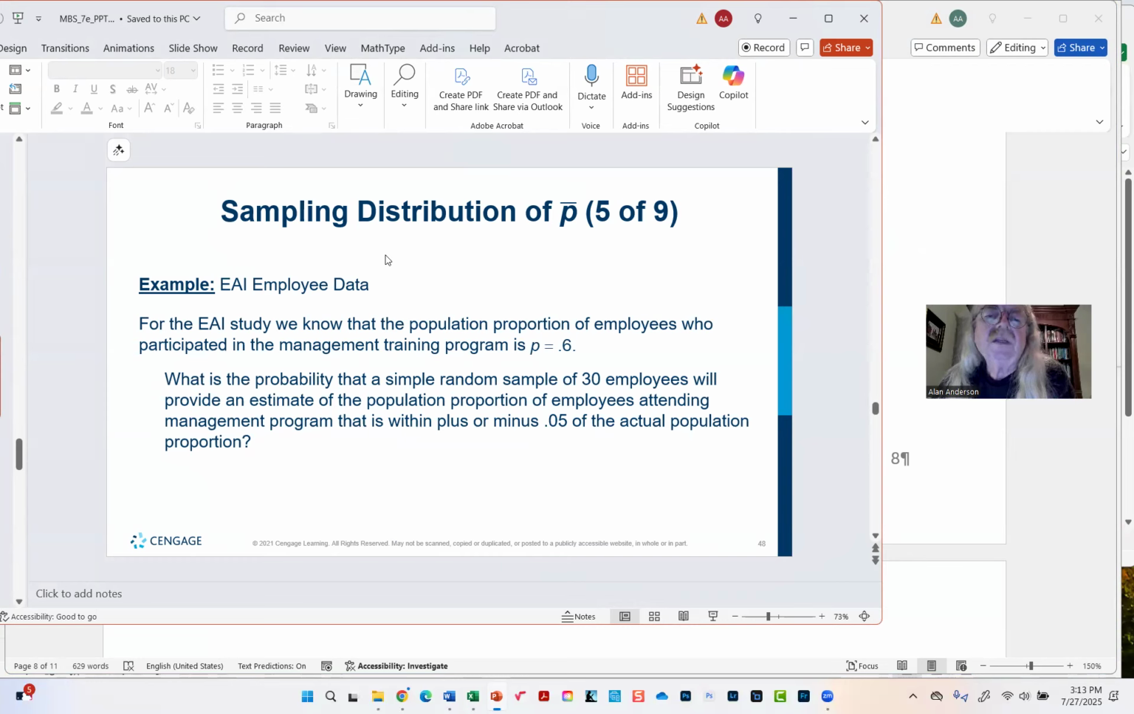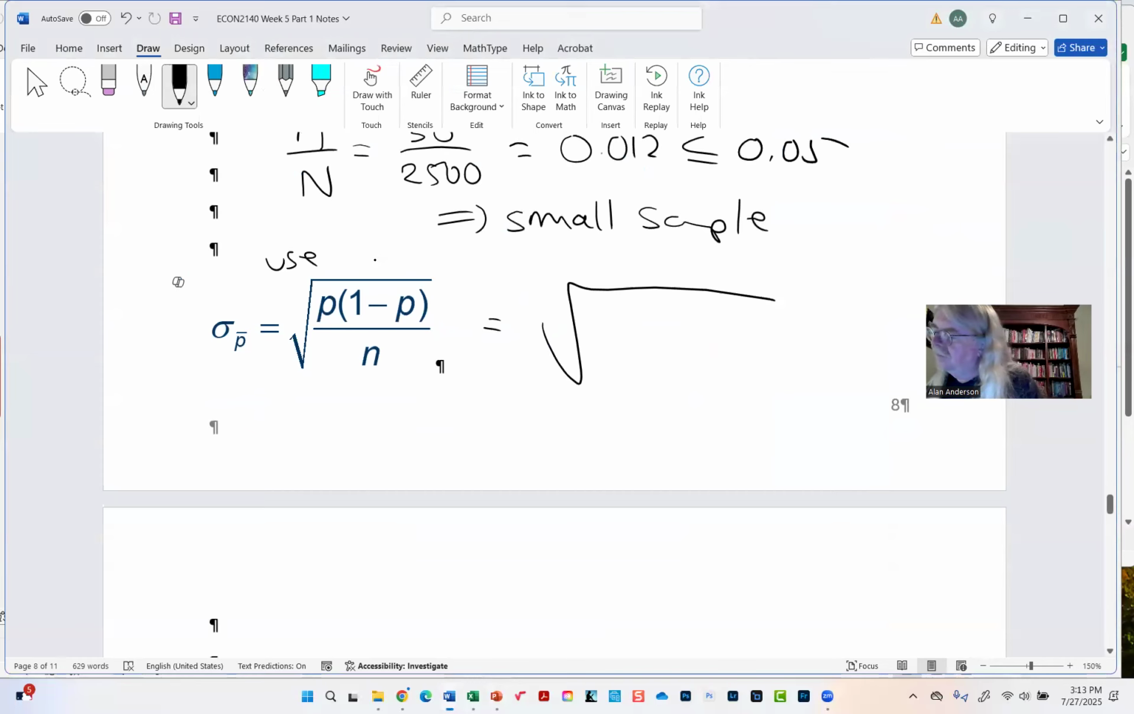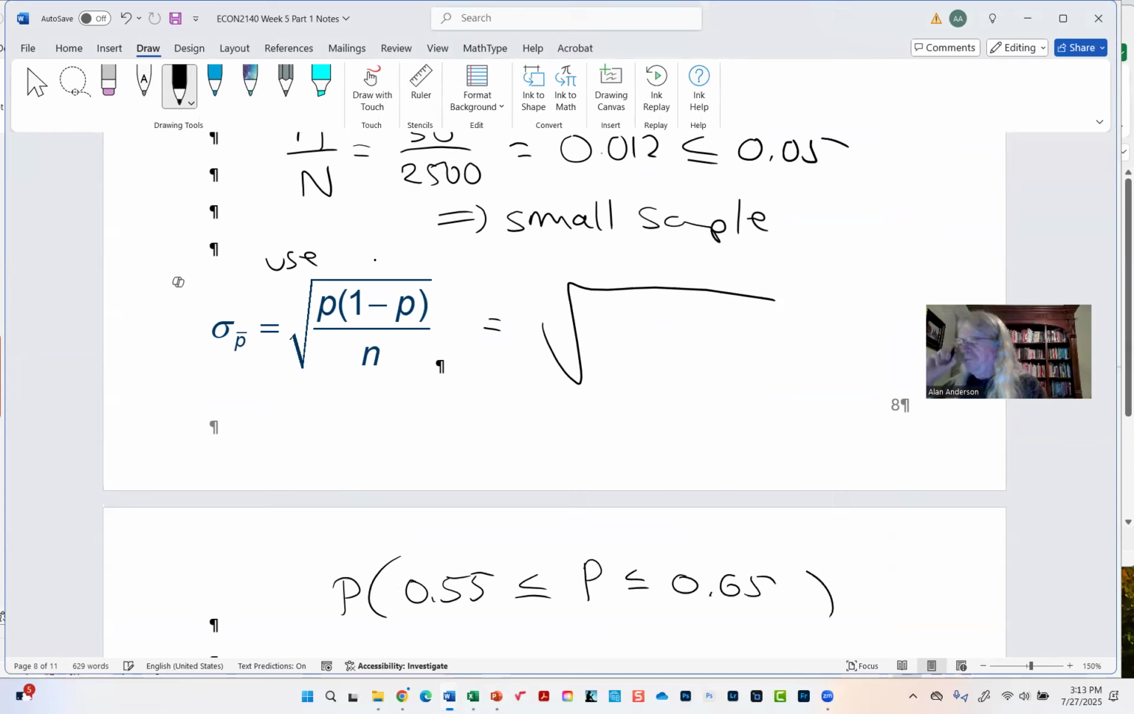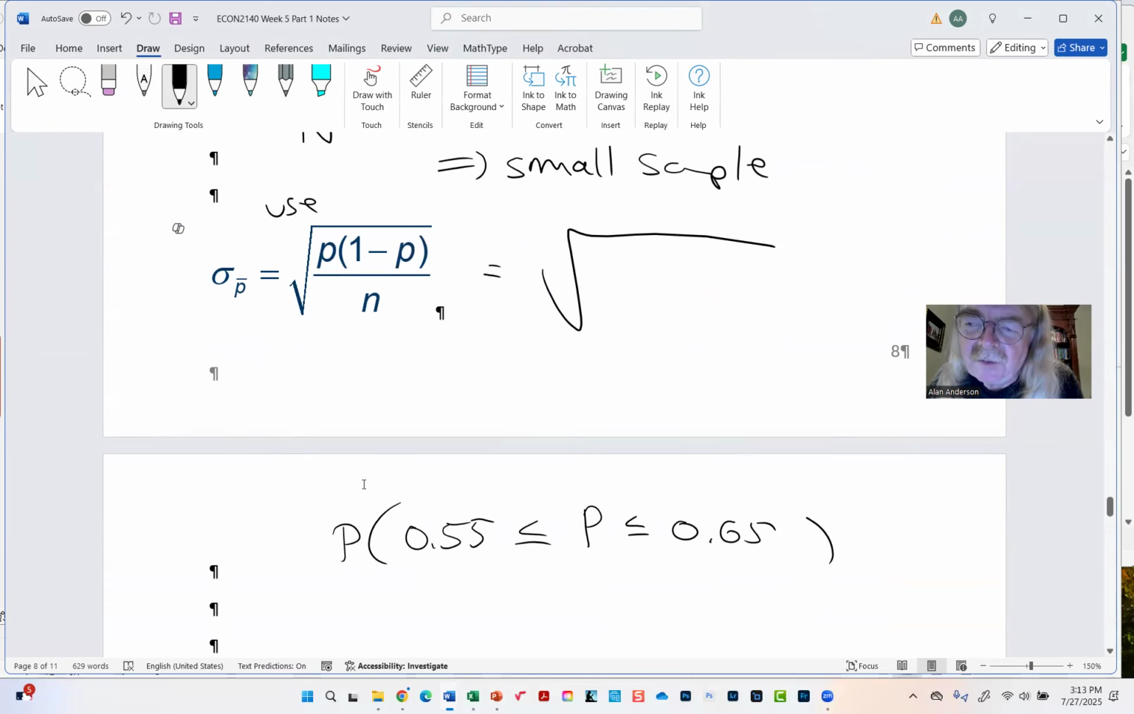Oh, so what they're doing is they want us to calculate the probability that it's within plus or minus 0.05. In other words, it's a roundabout way of saying... By the way, we have to be a little careful here because if you notice, P is being used to represent both probability and the population proportion. So just keep your eye on that.